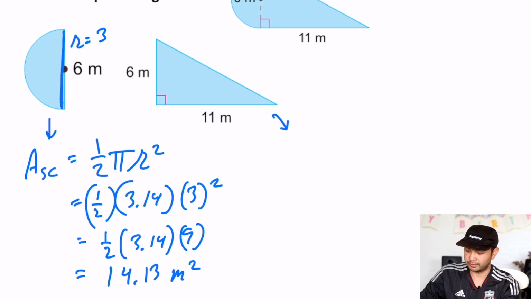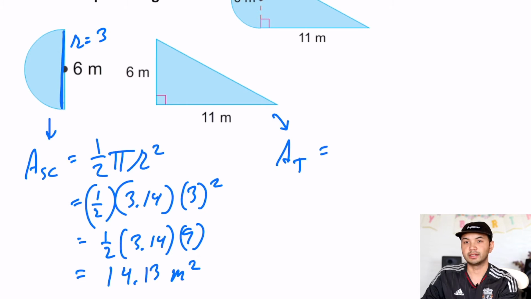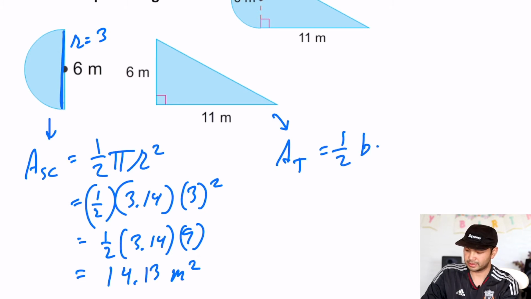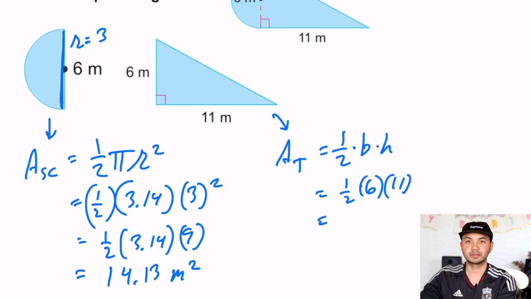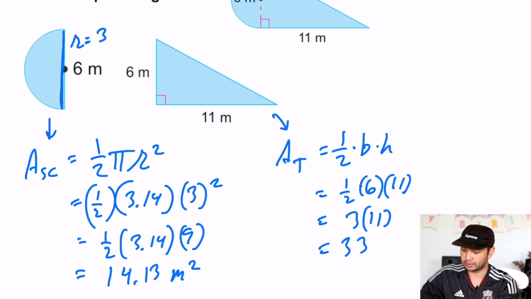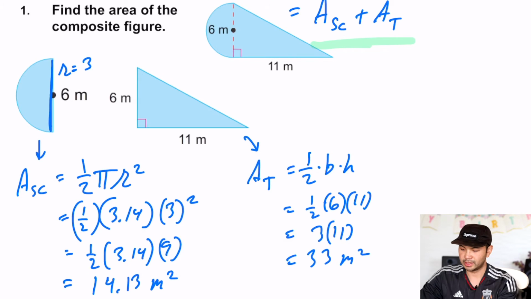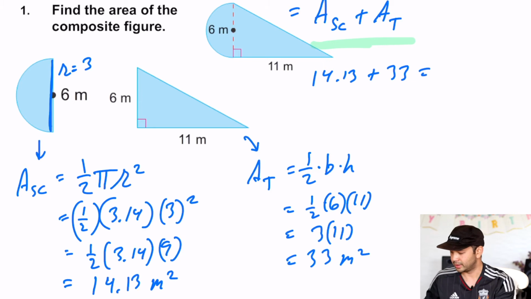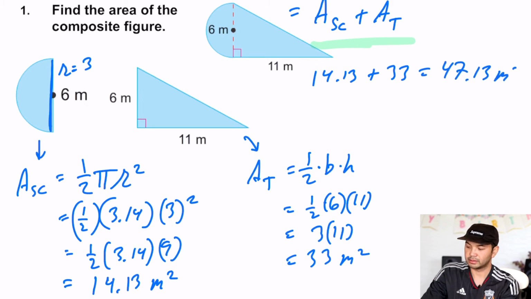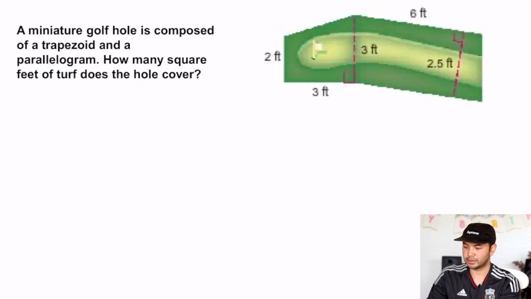You need the area of the triangle. So area of the triangle, if you recall, is 1/2 base times height, or base times height divided by 2. The base and the height are perpendicular to each other, so it's going to be 6 and 11. So 1/2 times 6 times 11, and then you just go from left to right because it's all multiplying. So 3 times 11 is going to be 33 square meters. And so now we're going to follow what we said we're going to do up here, and we're going to go 14.13 plus 33, and that's going to be 47.13 square meters.